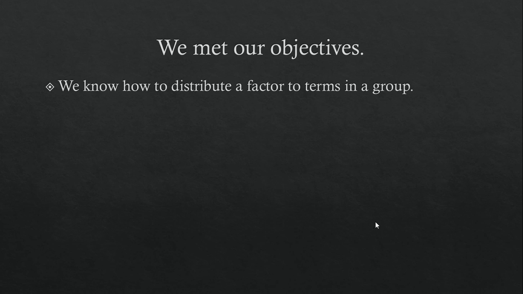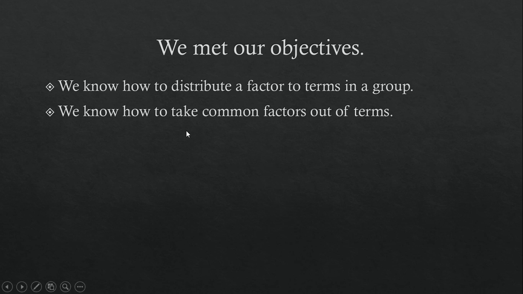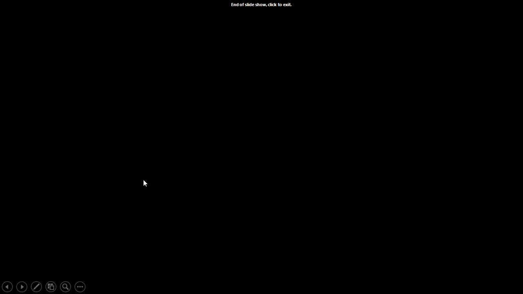So did we meet our objectives for today? I think we did. We know how to distribute a factor to terms in a group, so we know how to distribute the a to the b and the c. That's a times the sum of b plus c. And we know how to do it in reverse. So when we get this, we can factor out the a. Again, this is usually more useful for the equations and problems that you're going to be dealing with.